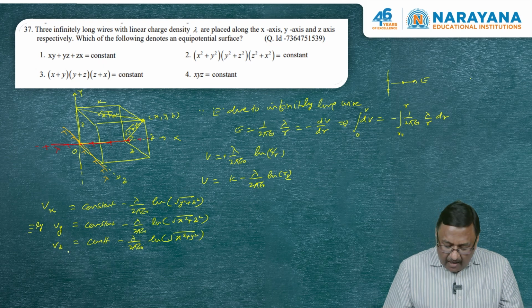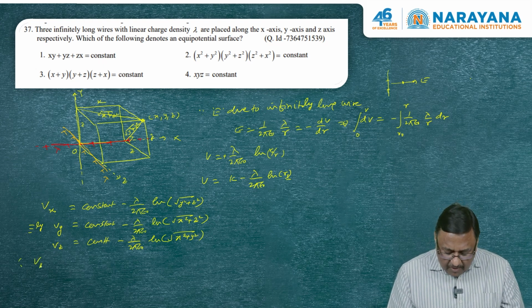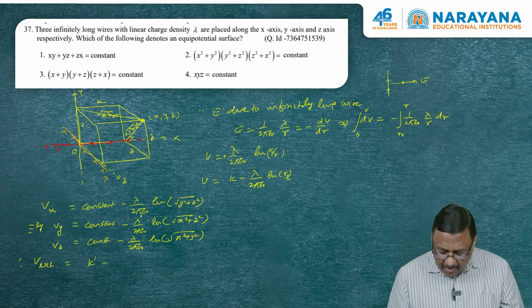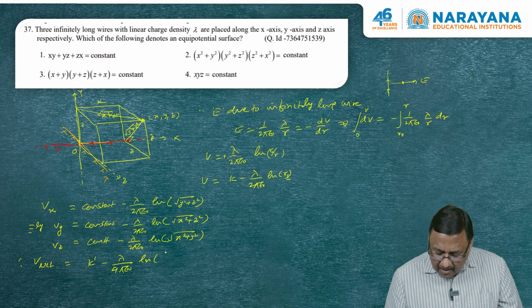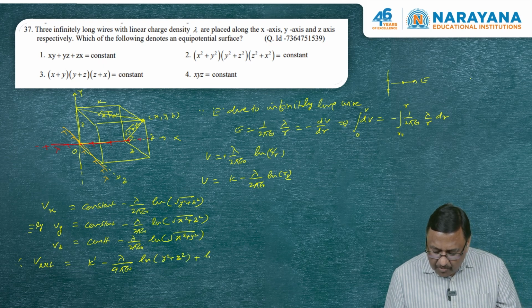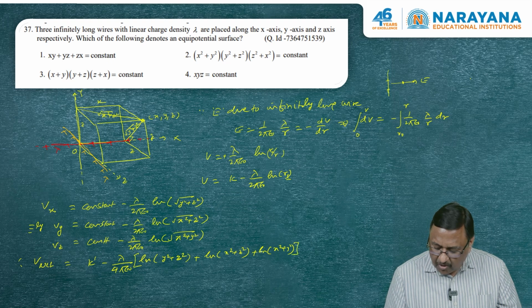So if I write my total potential, what is my net potential at position x, y, z? I can add all these things. It is going to be another constant here. Let me write k dash minus lambda upon, if I take out the root also, 4 pi epsilon 0 into log of y square plus z square plus log of x square plus z square plus log of x square plus y square. This whole thing will come out here.